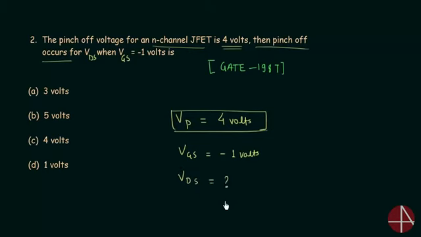So this is the problem, and I think it is good as a homework problem. There are 4 options, and this problem is taken from the GATE 1987 ECE paper. Once you have the correct option, post it in the comment section and also try to explain the reason for it. So this is all for this lecture.